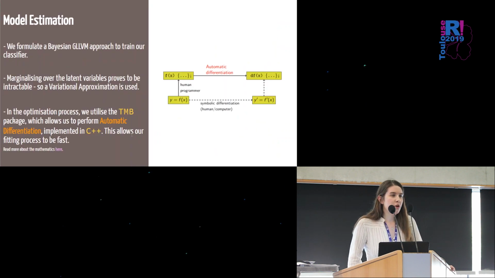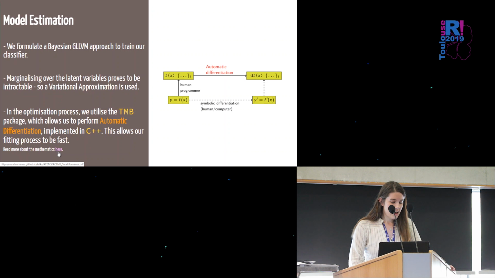For the model estimation component, we'll completely gloss over this. We use a Bayesian GLLVM, and it's quite computationally difficult, so we use a variational approximation method. In the optimization process, it's quite ugly, so we utilize the TMB package to perform automatic differentiation. So it's all implemented in a C++ backend, which is wicked fast, and it's quite fun for me to be able to use C++ in this.